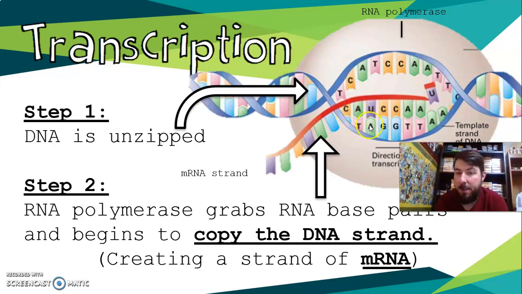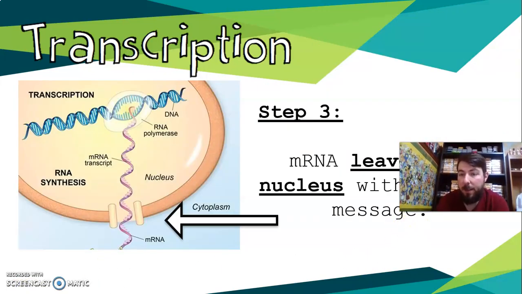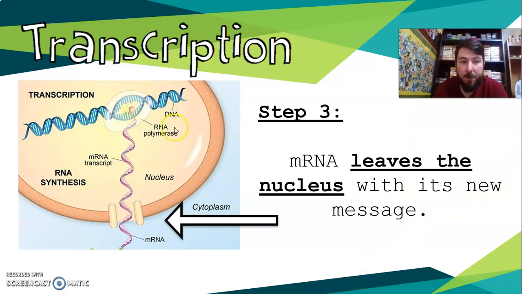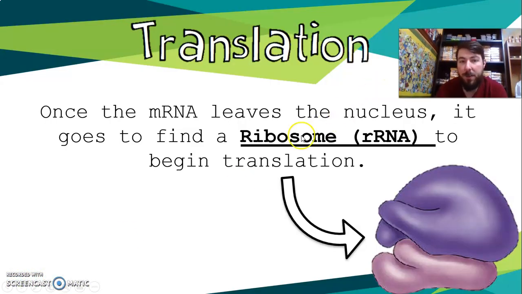So with T, there's an A. Remember, for RNA, there is no T, so it makes a U. And then C goes with G, just like it usually does. And then the last step is it takes that mRNA and it leaves the nucleus. What it does is it's going to go to the ribosome, and that's what translation is. So once the mRNA leaves the nucleus, it finds a ribosome to begin the process of translation.